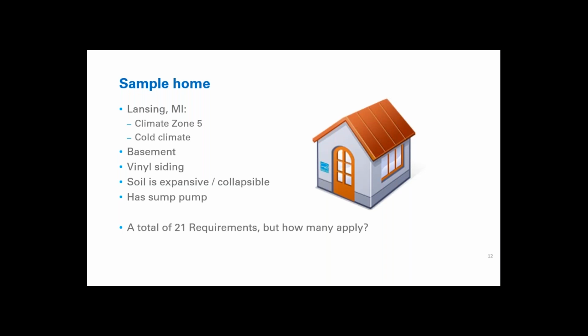Let's take a look at a theoretical home in Lansing, Michigan, which is in climate zone 5, and like much of the Midwest has a cold, moist climate as defined by the 2009 IECC. The home has a basement and vinyl siding. We'll assume the soil is expansive or collapsible, and the home has a sump pump. So determining these characteristics will help us figure out which of the 21 items are actually applicable in this case.